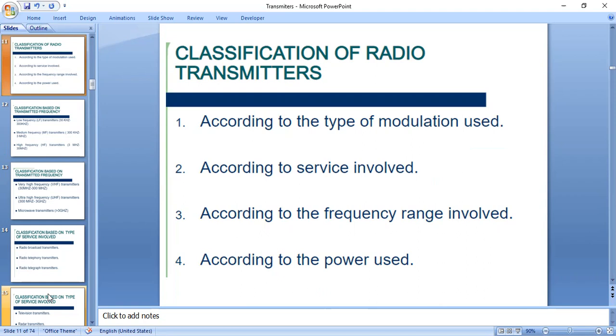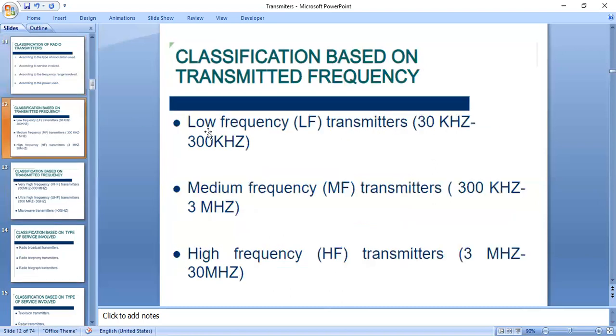And according to the frequency range involved, we can classify these transmitters into low frequency, high frequency, and very high frequency transmitters. And according to the power used, we can classify them into low level radio transmitters and high power level radio transmitters. So these are the classifications based on the frequency range.